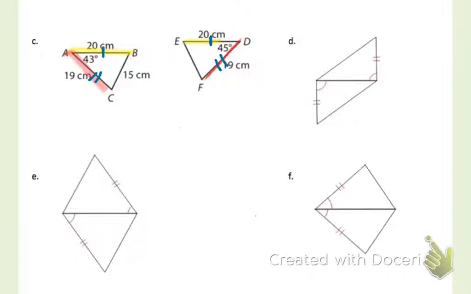And then we've got an angle here that's 43. But this one over here is 45. So that was the angle that was supposed to be congruent. So we can tell right now these are not congruent. This is enough information to show not congruent.